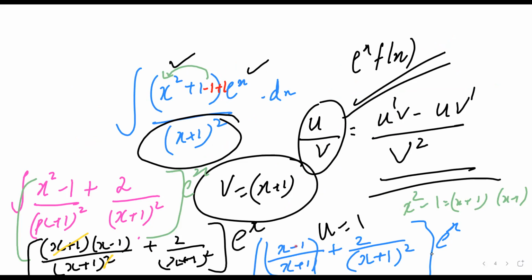Correct? So this is my f of x. This is my f dash of x. So the answer is what? E power x into f of x. So this into e power x.